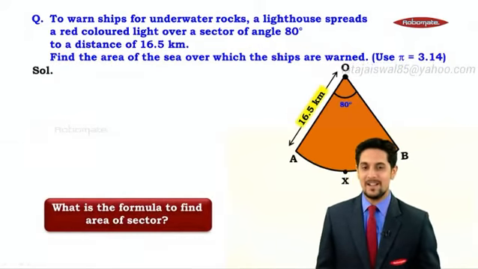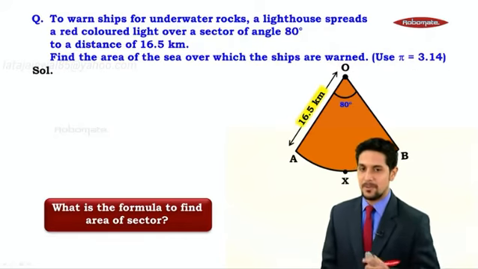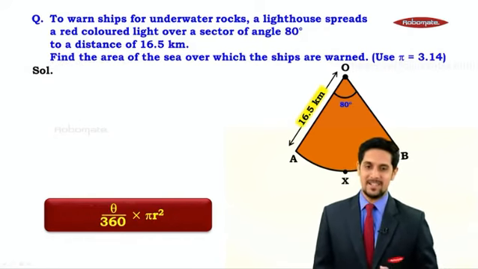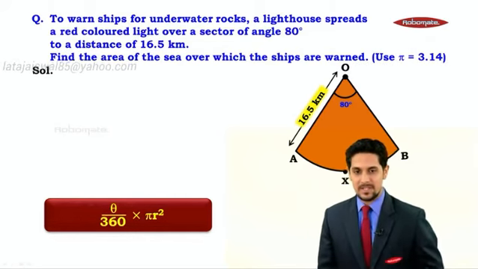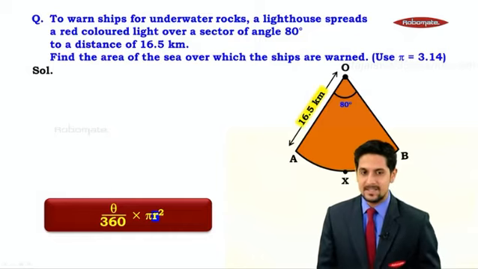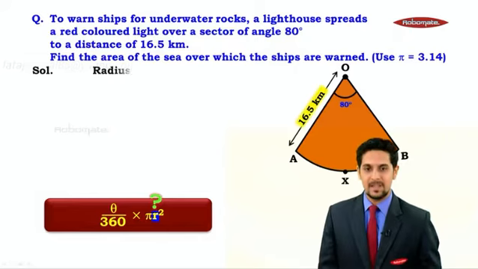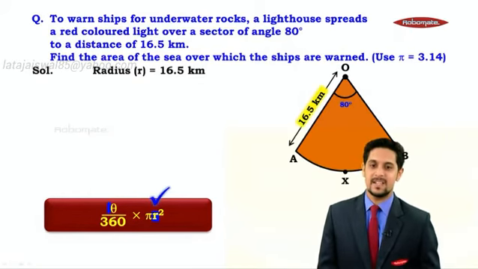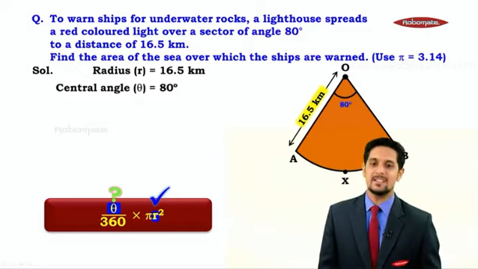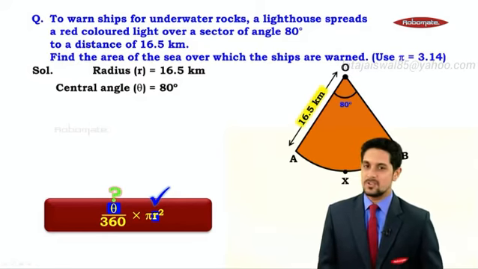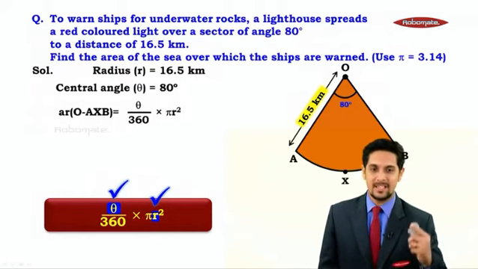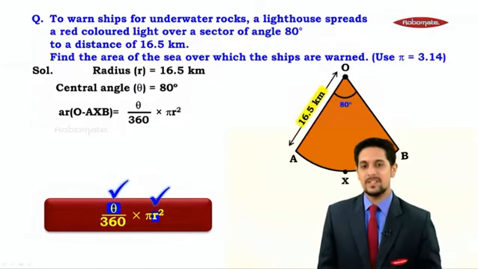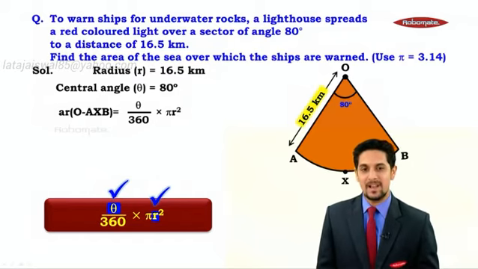So tell me, what is the formula to find the area of a sector? Superb. It is theta upon 360 into pi r square. Let us go through the terms which are available. Now, the radius, as we know, is given to be 16.5 kilometers. And the value of theta, that is the central angle, is mentioned as 80 degrees. So now we can find the area of the sector OAXB is equal to theta upon 360 into pi r square.